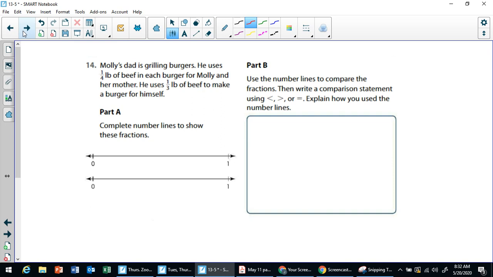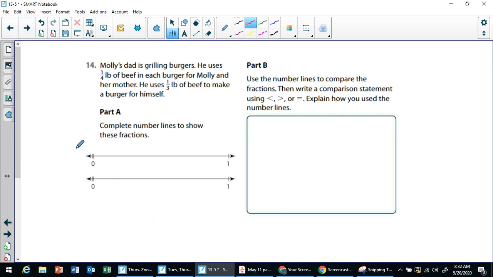Here we go. This is question number 14. Molly's dad is grilling burgers. Yum. He uses a 1/4 pound, you could say, or 1/4 of a pound of beef in each burger for Molly and her mother. He uses a 1/3 of a pound of beef to make a burger for himself. Complete number lines to show these fractions.